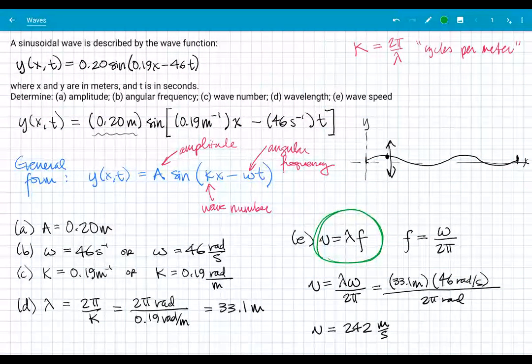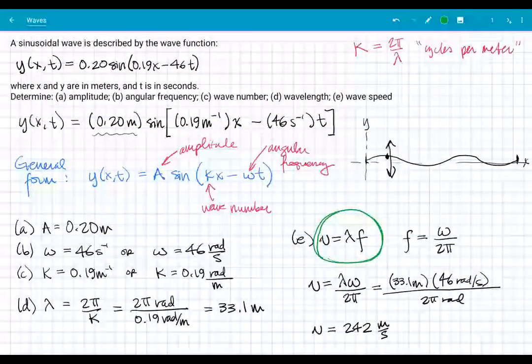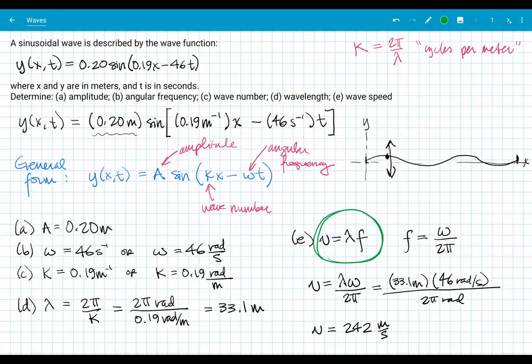I'm going to say that one more time. Frequency depends on the source of the wave: what key on the piano you're hitting, how fast you're moving the rope up and down, how fast you're splashing your hand in the water. The source of the wave, that's what frequency depends on. Wave speed depends on the medium you're in, and wavelength adjusts so that this equation will hold.